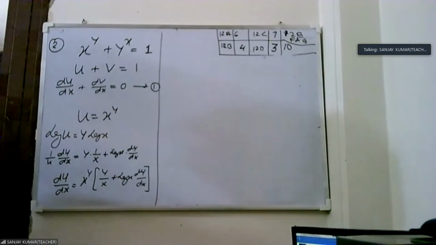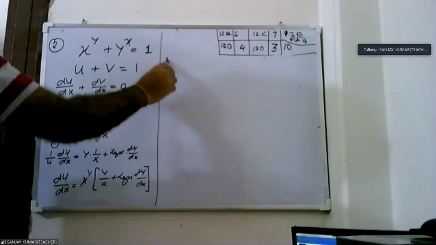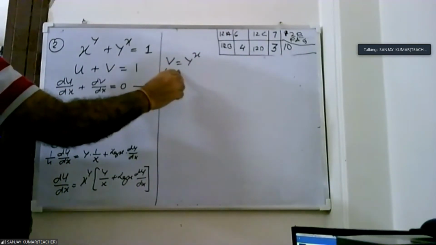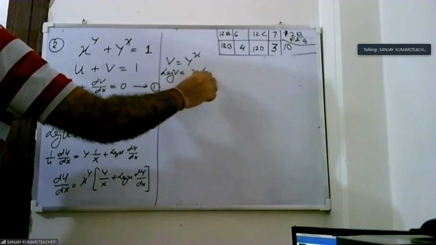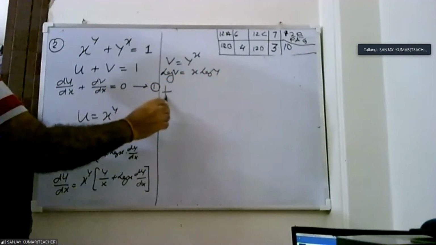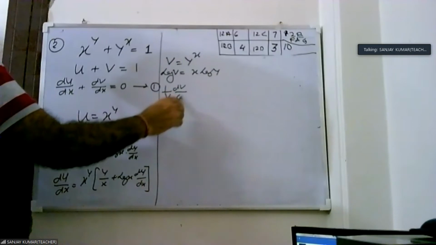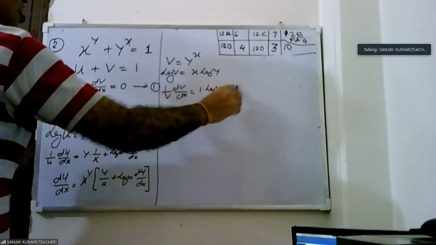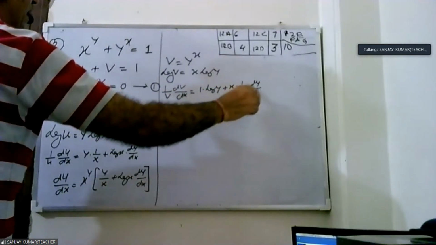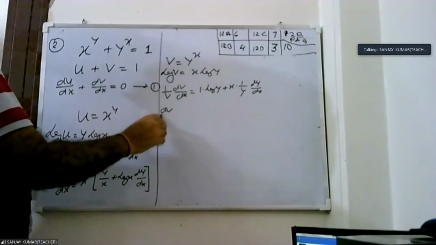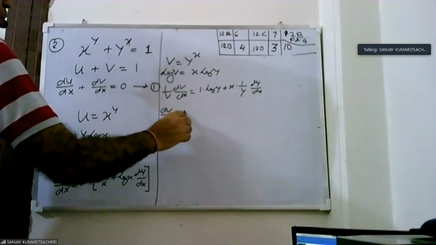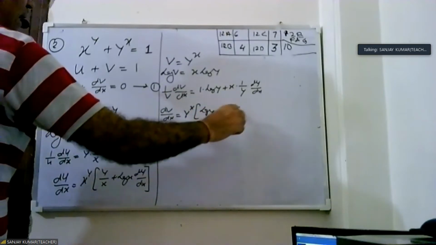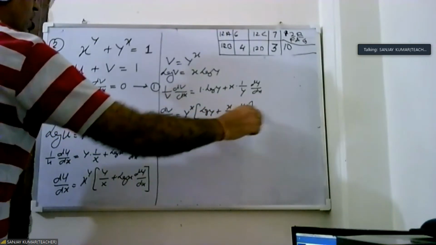Okay, now we start dv by dx. So what is v? v is y to the power x, and we are applying log both sides. Again, we are applying log both sides: log v equals x log y. So log v differentiated is 1 upon v dv by dx equals 1 into log y plus x into 1 by y dy by dx. Now v is y to the power x, into log y plus x by y dy by dx. This is your second equation.